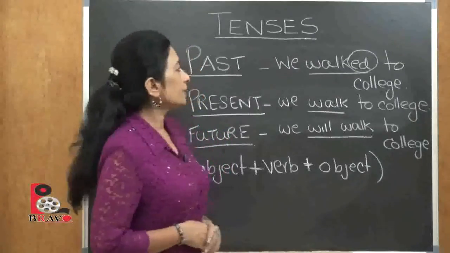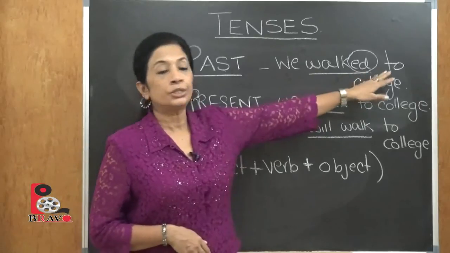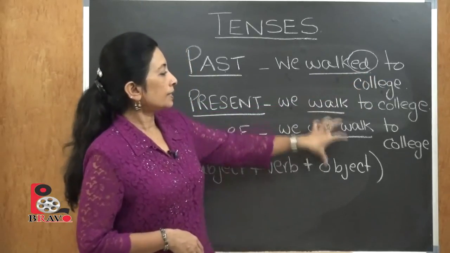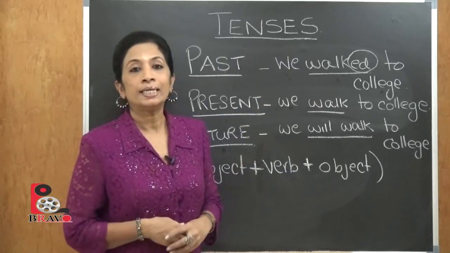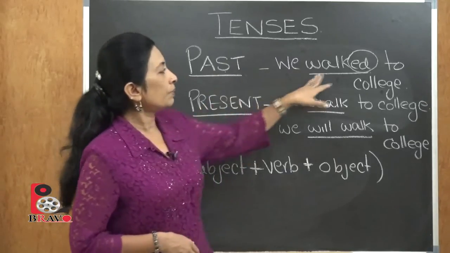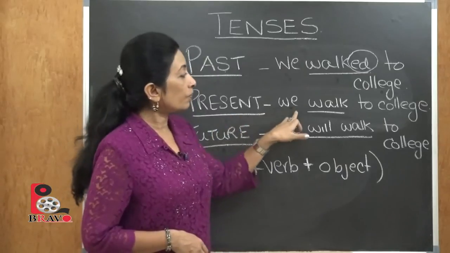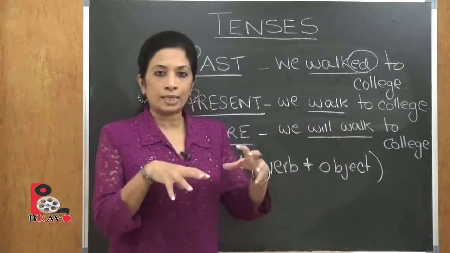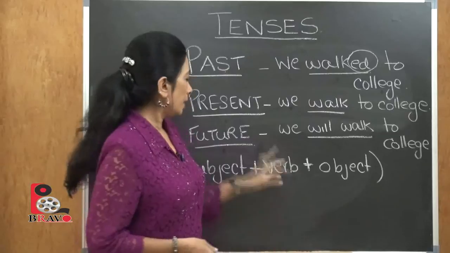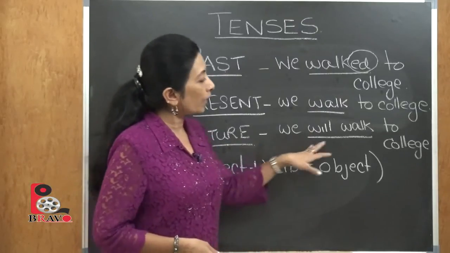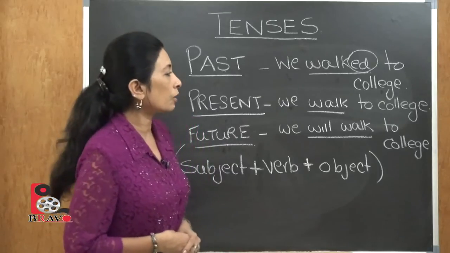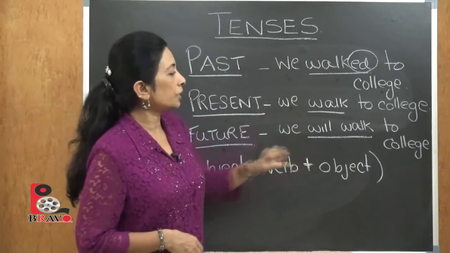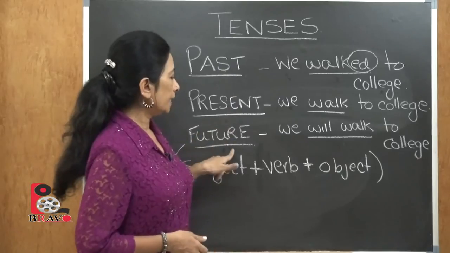So the example we're taking here is we walked to college. Walk is our word here and you'll see how it changes according to the tense. Past will be walked, present will be we walk to college. So that's happening now, we walk to college. Future will be we will walk to college because that's going to happen in the future. So you can see how the action changes according to the tense.